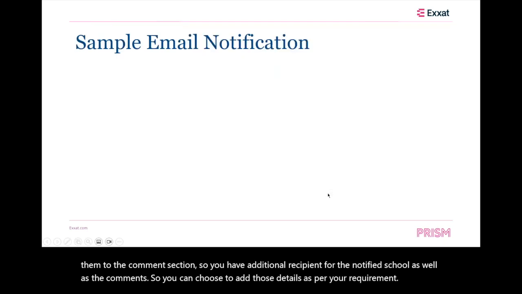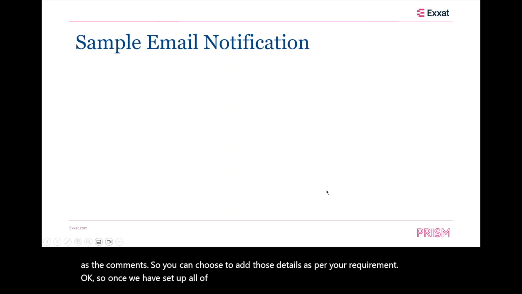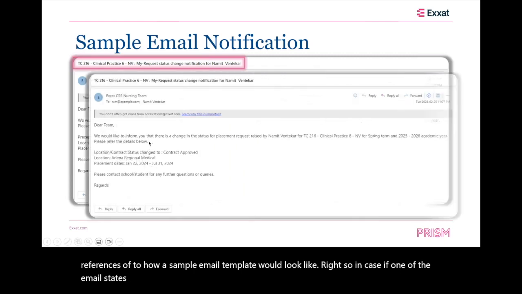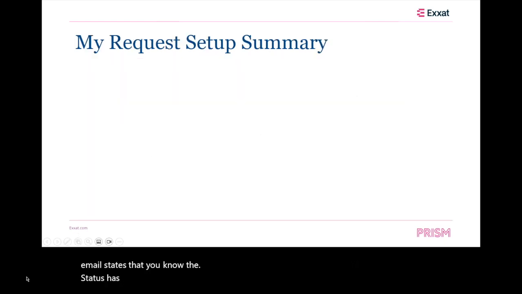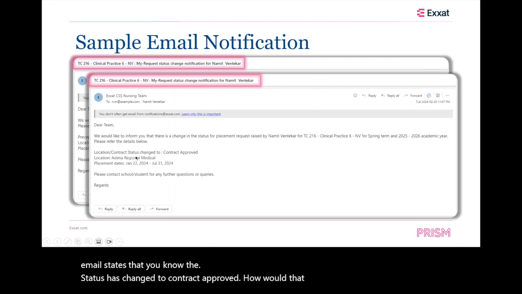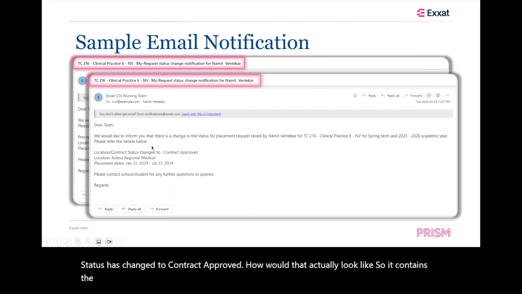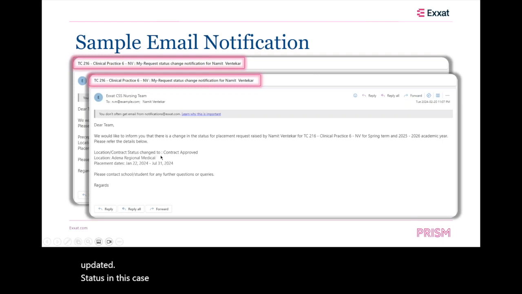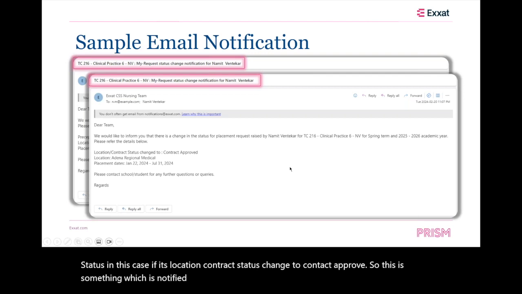Okay, so once we have set up all of these details, we'll quickly see a quick reference of how a sample email template would look. In case one of the emails states that the status has changed to contract approved, how would that actually look? It contains the generic template which has all of the basic details of the placement, and it gives you the updated status. In this case, location contract status changed to contract approved. This is something which is notified to the end users whenever there are any updates done.